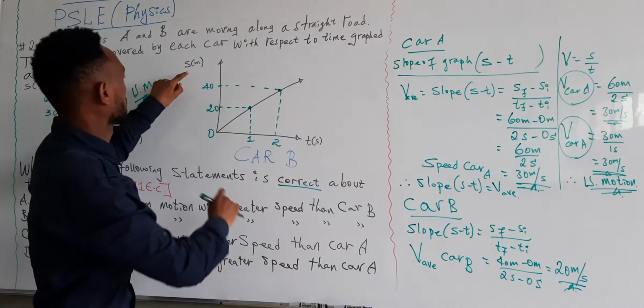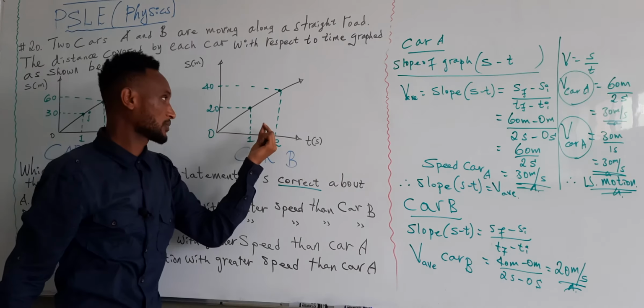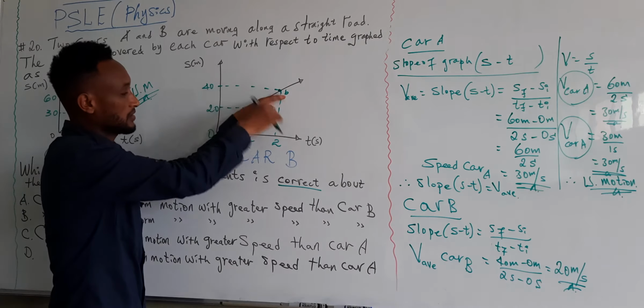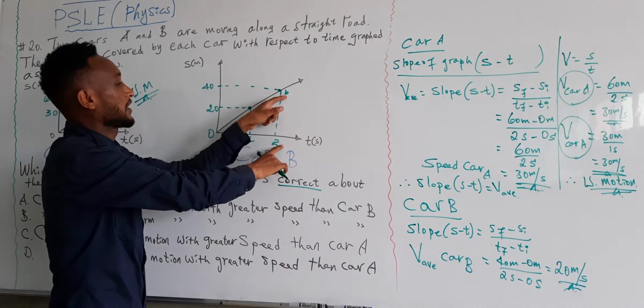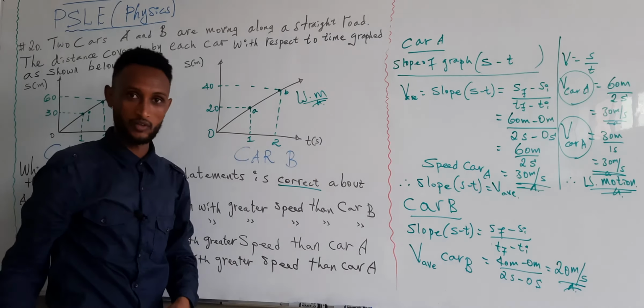For B also, the distance-time graph is plotted straight. Finding the instant speed at point A, the distance is 20 meters and the time is 1, so 20 divided by 1 is 20 meters per second. At point B, the distance is 40 meters and the time is 2 seconds, so the speed is 40 meters divided by 2 seconds, which is also 20 meters per second. So the motion of car B is also uniform motion.